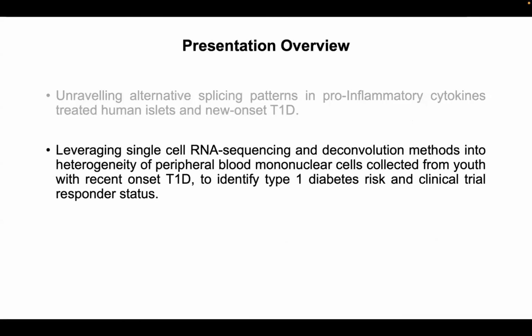So based on this finding at the transcriptome level, in the pro-inflammatory cytokine treated human islet and also the new-onset type 1 diabetes, we propose to further look into the circulation level, especially the peripheral blood mononuclear cells collected from children with recent onset T1D. And because of the heterogeneity issue, we propose to use single cell sequencing technique and deconvolution method simultaneously to identify biomarkers associated with T1D risk and with the clinical trial responder status.